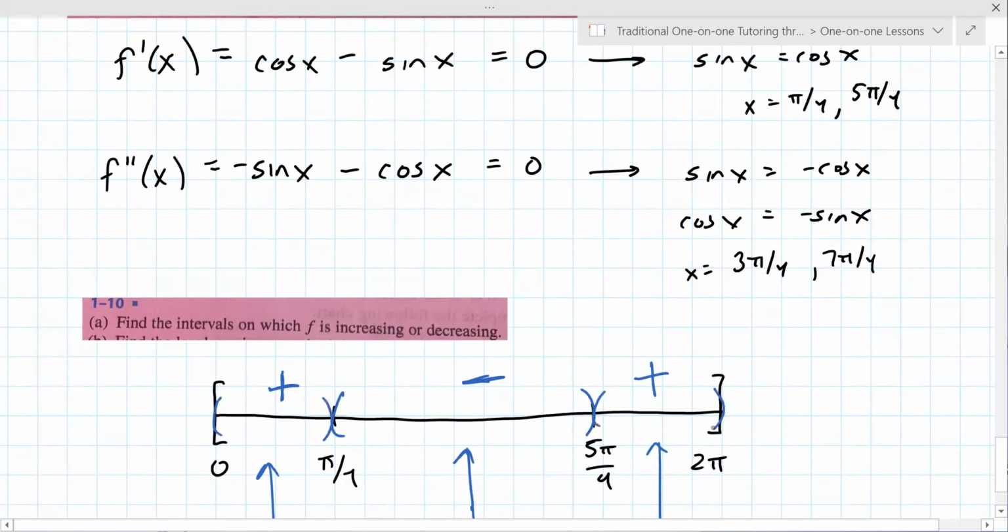So why is it negative in the middle? You're just evaluating this thing at pi. Cosine of pi is -1. Sine of pi is 0. -1 minus 0 is negative. And if you found the critical points correctly, you only have to test one point. If somehow you've gotten them wrong, then you might get conflicting answers. So that's why this is so important here.